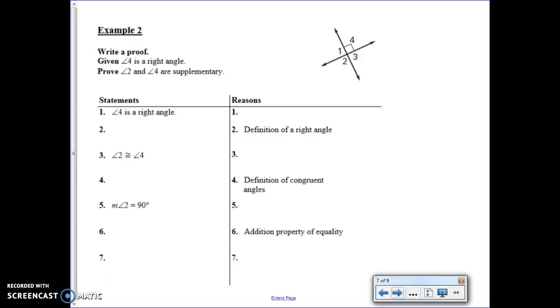Okay, I got another proof to practice. So, our first statement says angle 4 is a right angle. I notice right away that's my given statement. I'm going to write that in for number 1. Then I'm also going to take a minute and write on number 7, angle 2 and angle 4 are supplementary.